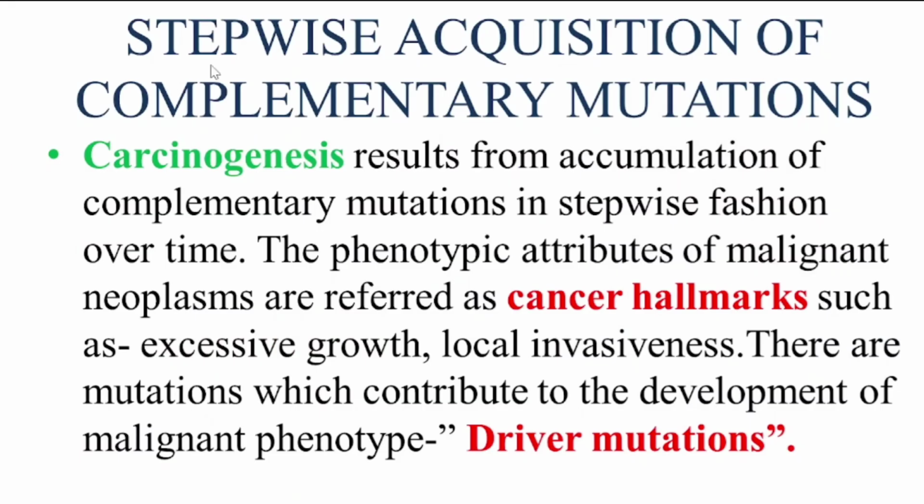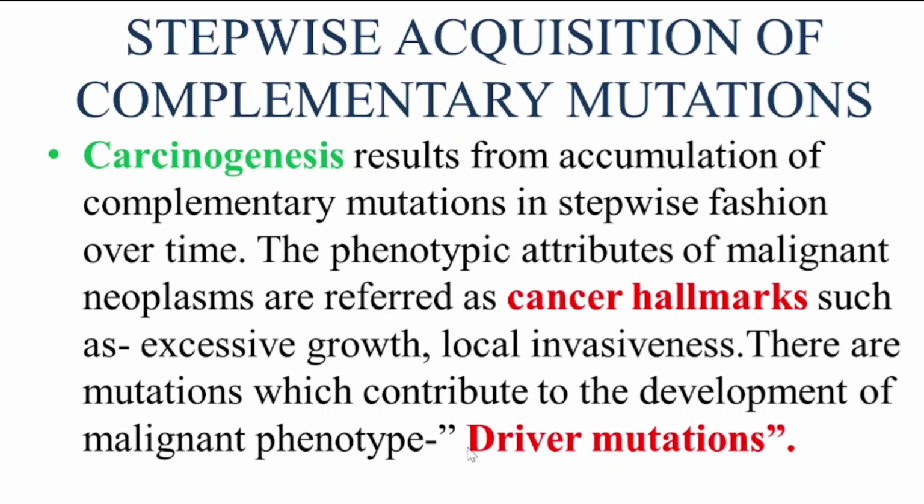Now we will start the stepwise acquisition of complementary mutations. So how is carcinogenesis happening? It results from accumulation of mutations in a stepwise fashion, and it happens over time and not suddenly. The phenotypic attributes of a malignant neoplasm are referred to as cancer hallmarks, such as excessive growth and local invasiveness. Since the genotype is changing to that of the cancer, the phenotype will also change.